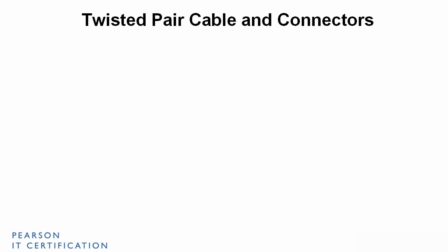Twisted pair cable is the most common type of cable used in today's networks. It's referred to as twisted pair because the copper wires inside of the cable are twisted together into pairs of wires throughout the entire length of the cable. And twisted pair cable has 8 wires in total, so 4 pairs, and they're all color coded. Let's show an example of that now.